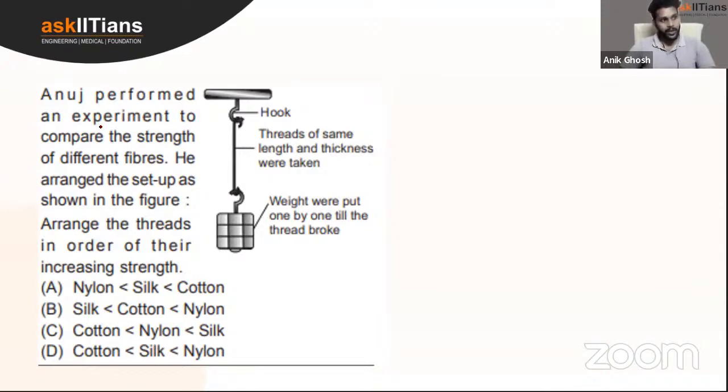Anuj performed an experiment to compare the strength of different fibers. So he's trying to compare the strength of different fibers. You know about fibers from the fibers and fabrics chapter. He arranged the setup as shown in the figure. So this is his setup. Once I saw this question, I thought this was a question of physics, but when I went through it, I understood that it's from chemistry. Now arrange the threads in order of their increasing strength.